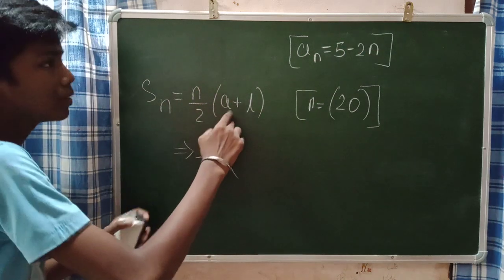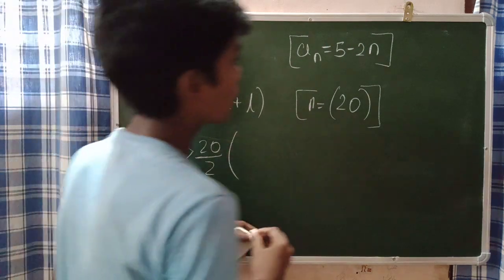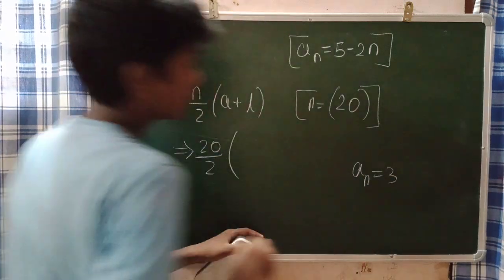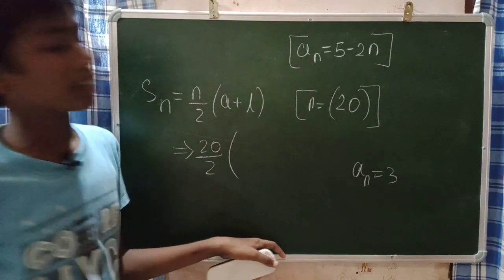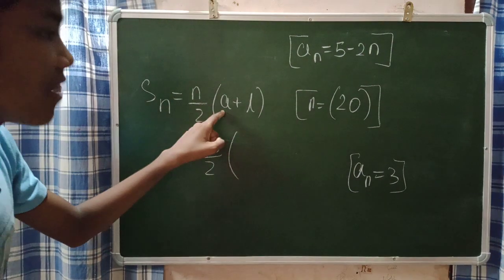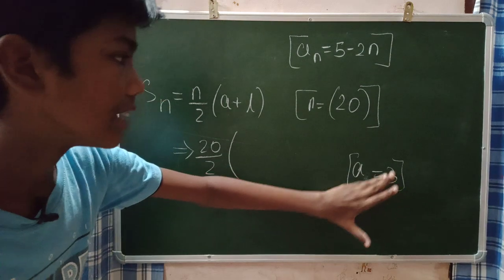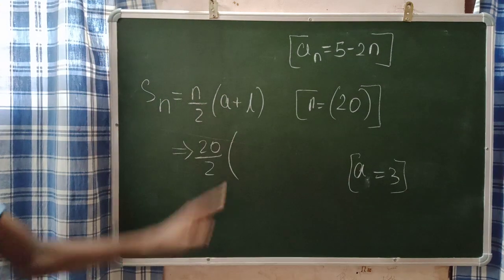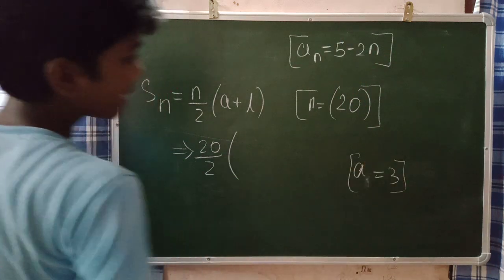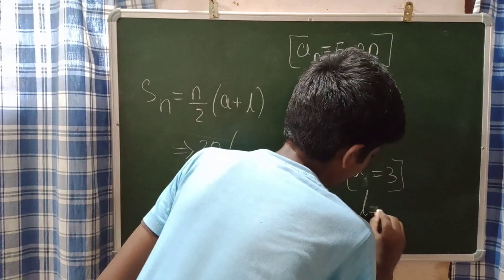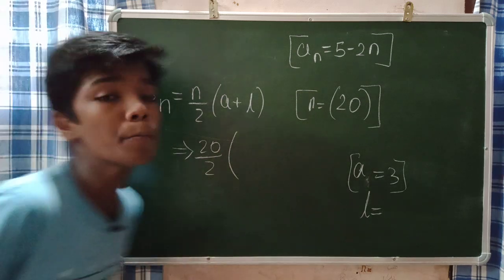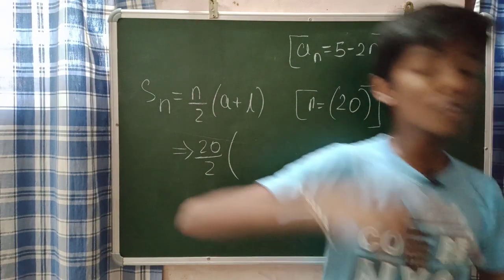How will you find out the first term a? Just put your n as 1. When you put your n as 1, you will get your first term. Sorry, this is not an, this is your a. So your first term is nothing but your a. So a will be nothing but just put n as 1 in this general term. You will get 5 minus 2, that is a is equal to 3. Your last term will be nothing but put n as 20, because guys, they are asking sum of first 20 terms of an AP.